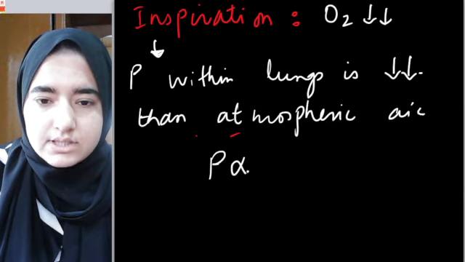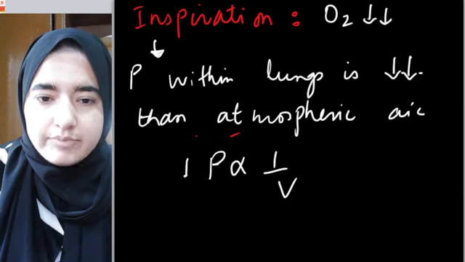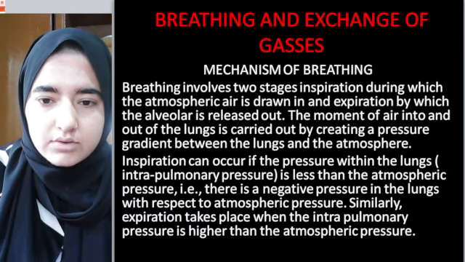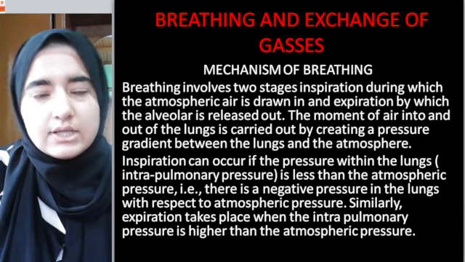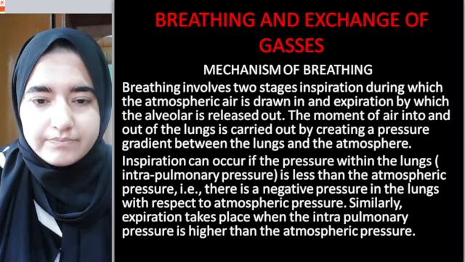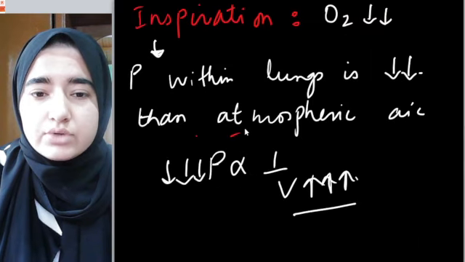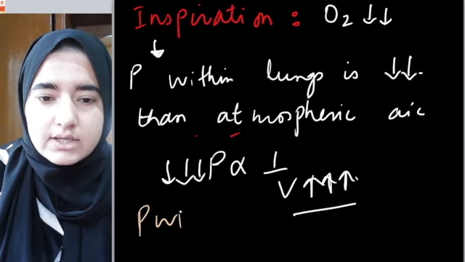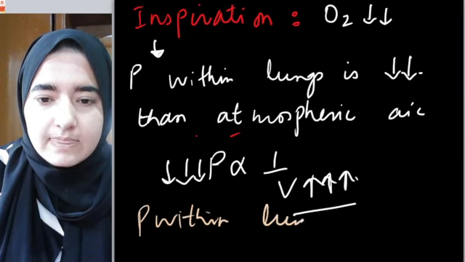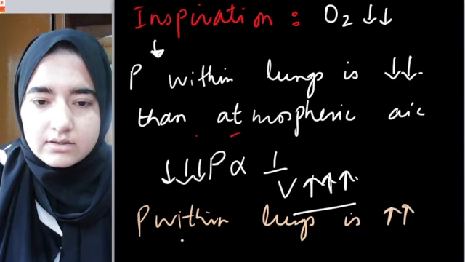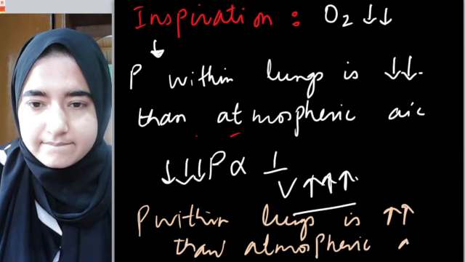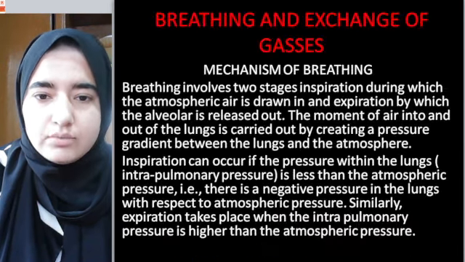And you know that pressure is inversely proportional to volume. That means if pressure inside the lungs is lesser, volume is greater. That means there is negative pressure in the lungs with respect to atmospheric pressure. And what happens during expiration? During expiration, the inverse happens. Pressure within the lungs is greater than atmospheric air. I hope this concept is clear.